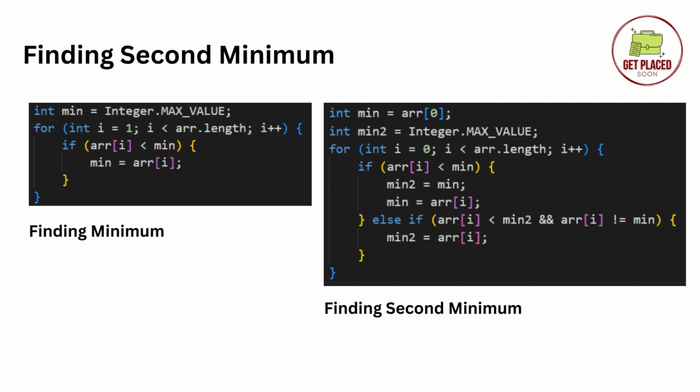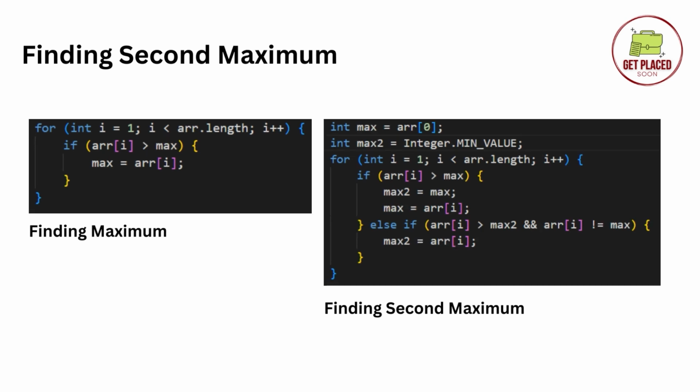Now finding the second maximum. You know how to find the maximum, right? We take a variable maximum and give it the least integer value, and then by iterating through each and every element in the array, we update the maximum value and return. This is finding maximum. This we already discussed in the earlier parts of the video.